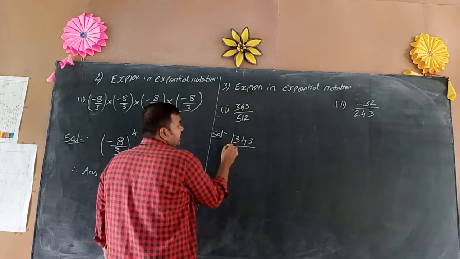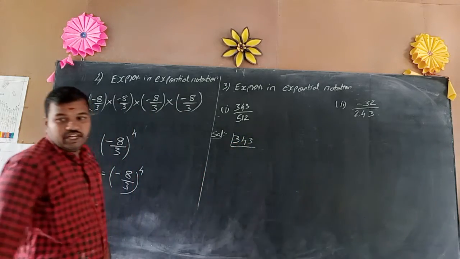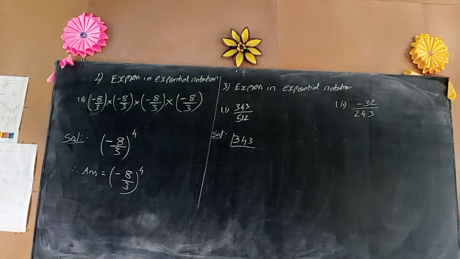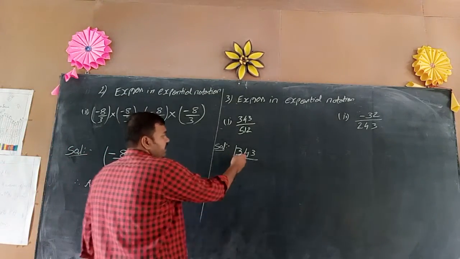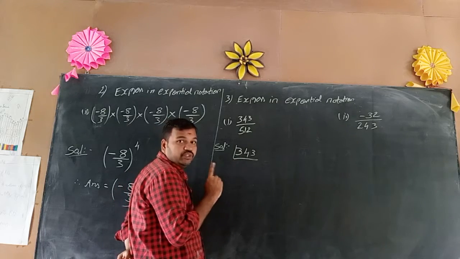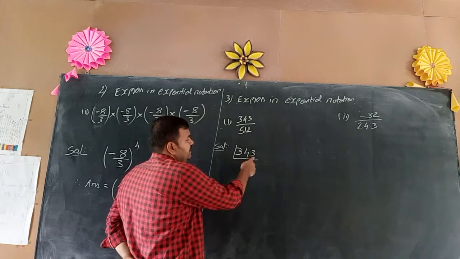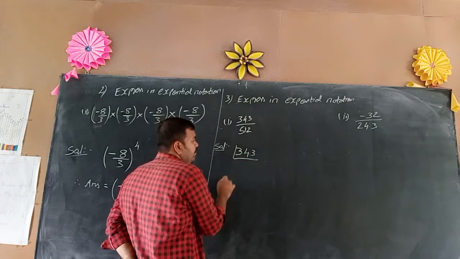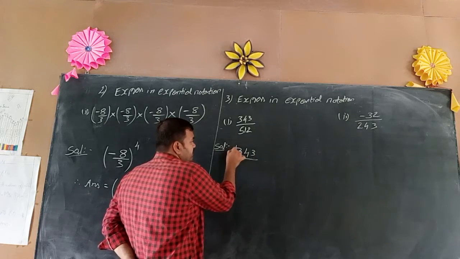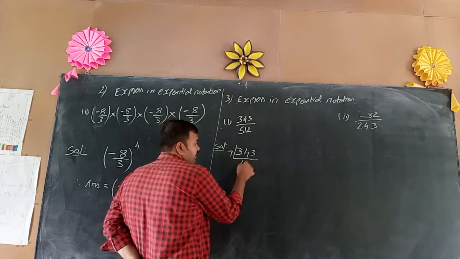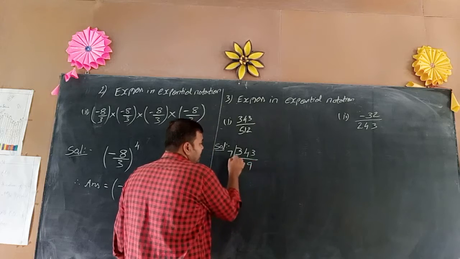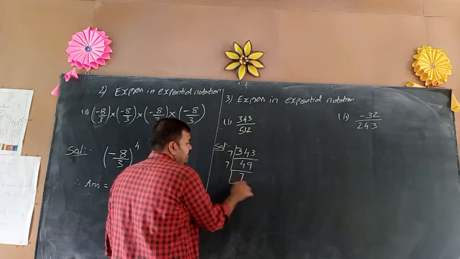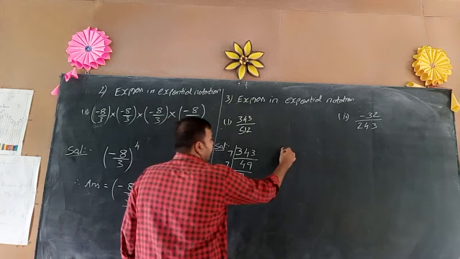So 343, taking in which table? This 343 is not possible in the 3 table. Prime factors are 2, 3, 5, 7. So 2 table is not possible. 3 plus 3 is 6, plus 4 is 10, 3 table is not possible. 5 table is not possible. So 7 table. 7 fours are 28, 6 is the balance, 63 is 9 times. So 7 table 7 times, 7 table 1 time. So 512.